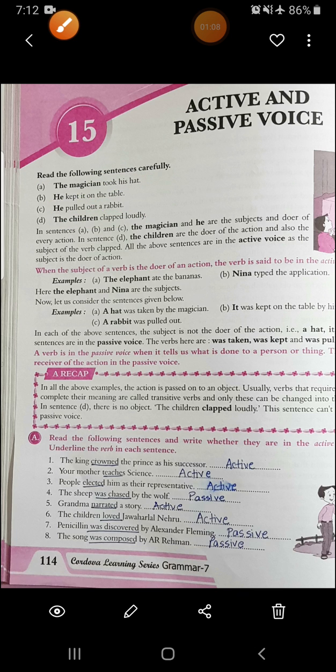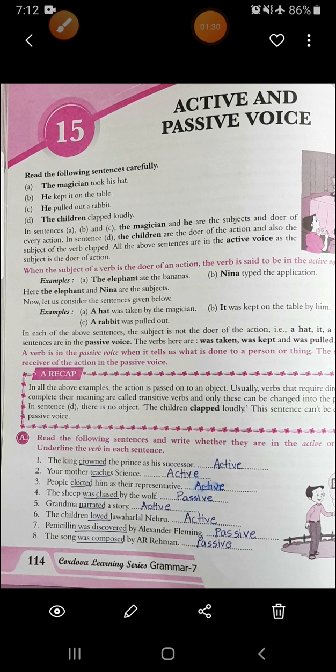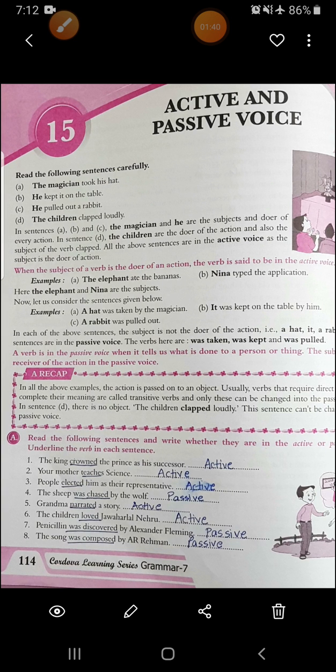So you can see the subject. What is the subject? Subjects are in bold letters. You can see in the first one, it is the magician. Second, third, he. And fourth, the children. So you can see the subjects are the doer of the action. Alright. So all these sentences are in active voice because the subject is the doer of the action. So when the subject of a verb is the doer of an action, the verb is said to be in active voice. Alright. See the examples that are given here.